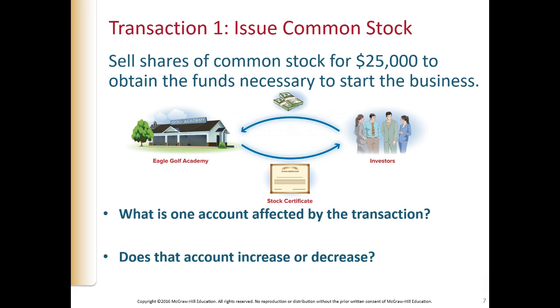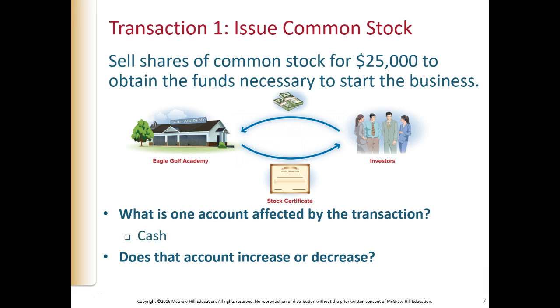The first transaction is the very first transaction a corporation will have. It has to get cash or other assets into the business. The owners will put that into the business, and then the corporation will give the owners stock certificates, in other words, shares of stock. So if we have the corporation selling common stock to the new owners for $25,000 cash, then what is one account affected by the transaction, and does that account increase or decrease?